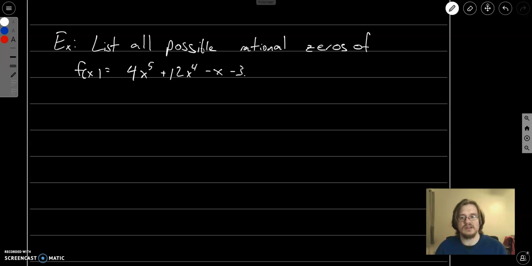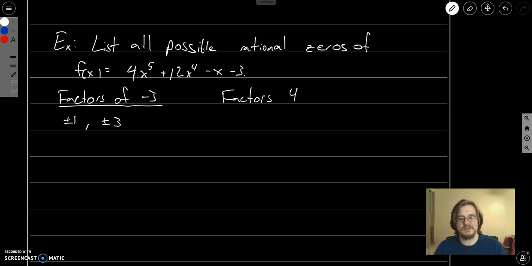So let's look at all the possible rational zeros of this guy here. We first look at the constant term. The constant term is way back here without an x. And what divides 3, or I should say negative 3? Well, we could have plus or minus 1, and we could have plus or minus 3. No other number divides 3. And then let's look at the factors of 4. Well, plus or minus 1. 2 divides 4, so plus or minus 2. And 4 divides 4, so plus or minus 4.